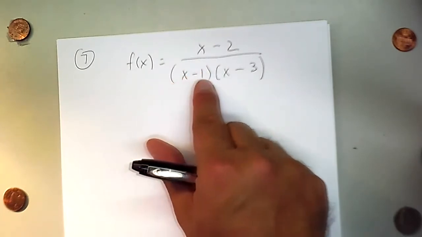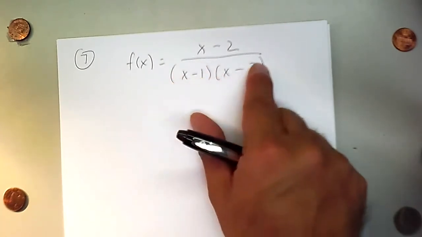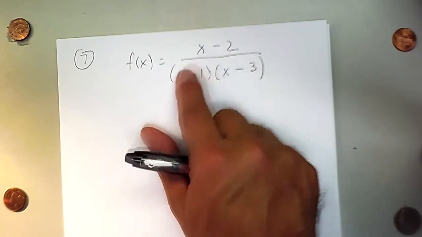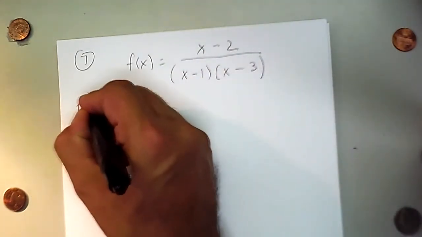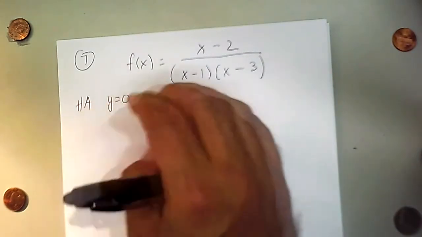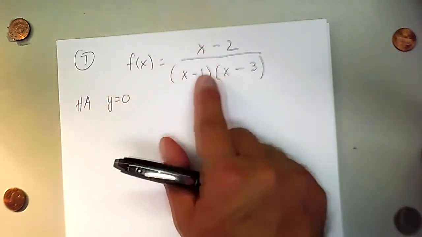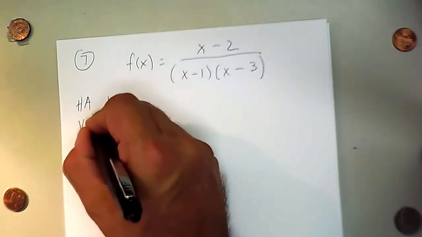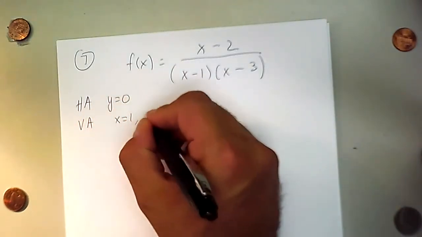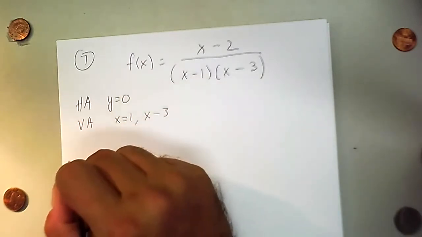So the denominator is big compared to the top. So this is bottom heavy. So horizontal asymptote, y equals 0. Vertical asymptotes, 1 and 3. So vertical asymptotes, x equals 1 and x equals 3.